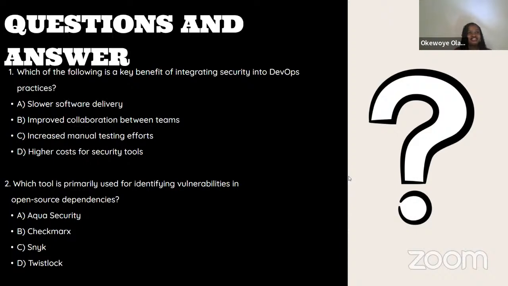Yes, that's correct, sir. So the next question is, which tool is primarily used for identifying vulnerabilities in open source dependencies? I've already mentioned this a lot while I was talking. The answer is C. All right, ma, that's correct.